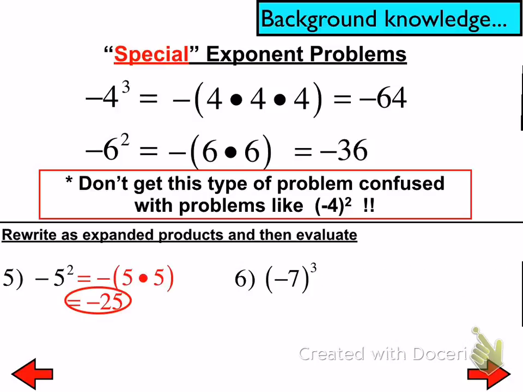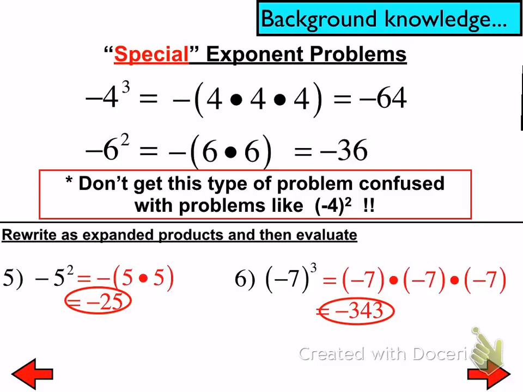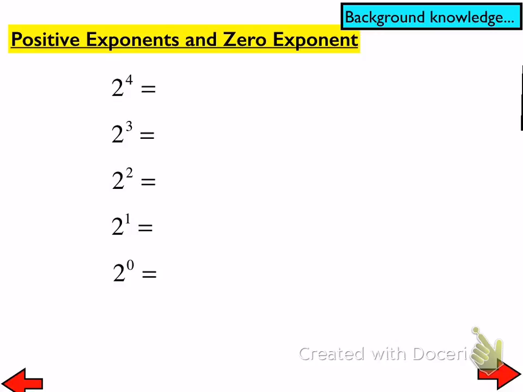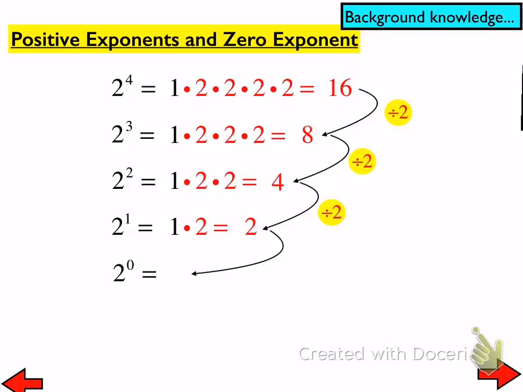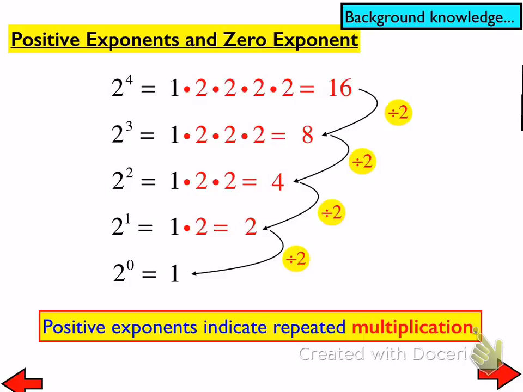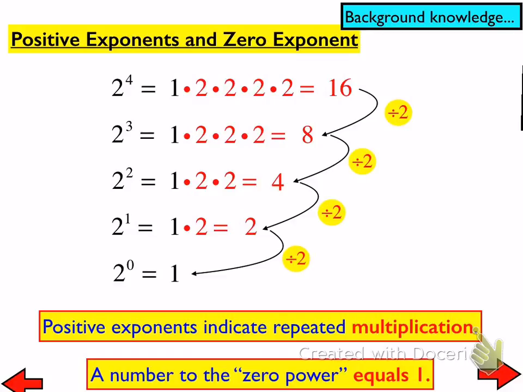And this is just a quick visual. We did these the other day together. Now this is all with positive exponents, as you see. We're talking about negative exponents today. So looking at positive exponents and 0, we list them out, 1 times 2 times 2 times 2 times 2, and we take one of the 2's away each time we reduce here, and we have 2 times 2 times 2 times 1 for 2 to the 3rd, which is 8. 2 to the 2nd is 1 times 2 times 2, which is 4. 2 to the 1st is 1 times 2, and we talked about how we're dividing by 2 each time. We get to 2 to the 0, and that becomes 1. We talked about positive exponents indicate repeated multiplication, and a number to the 0 power equals 1.